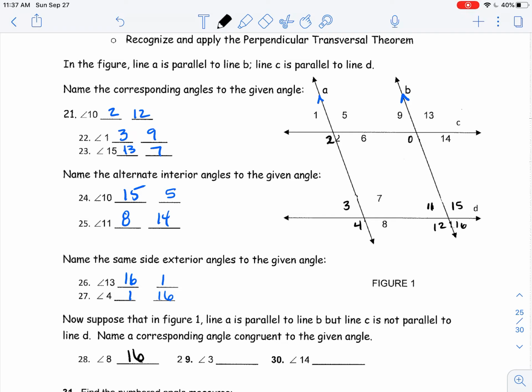One that is corresponding to angle 3. Angle 3, again, here's our transversal. With these being our parallel lines, 3 is going to correspond with 11. And then angle 14, okay, angle 14, we're going to correspond with angle 6, and C will be the transversal.